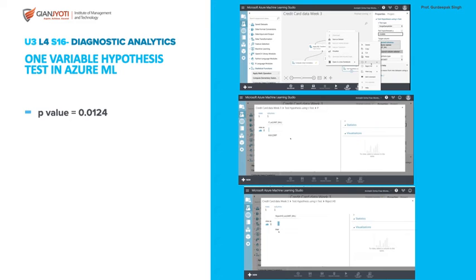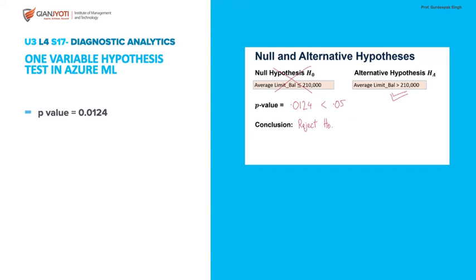So the Azure ML is doing it for you, and these are the results. We got 0.0124 as our p-value, which is less than the significance level. So we reject the null hypothesis. That means the average limit balance is more than 2,10,000 for the masters people. So that's what we have concluded here.